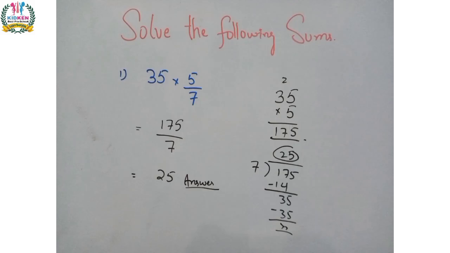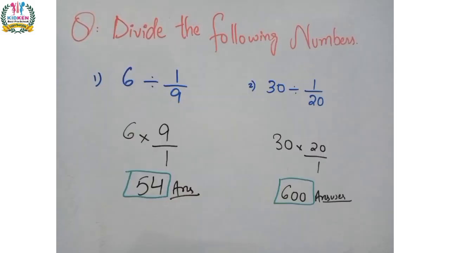Next question is solve the following sum. So simply you can multiply both numerators and divide by the denominators. So 35 into 5 we have answer 175. So 175 we can divide by 7. So we have answer 25.